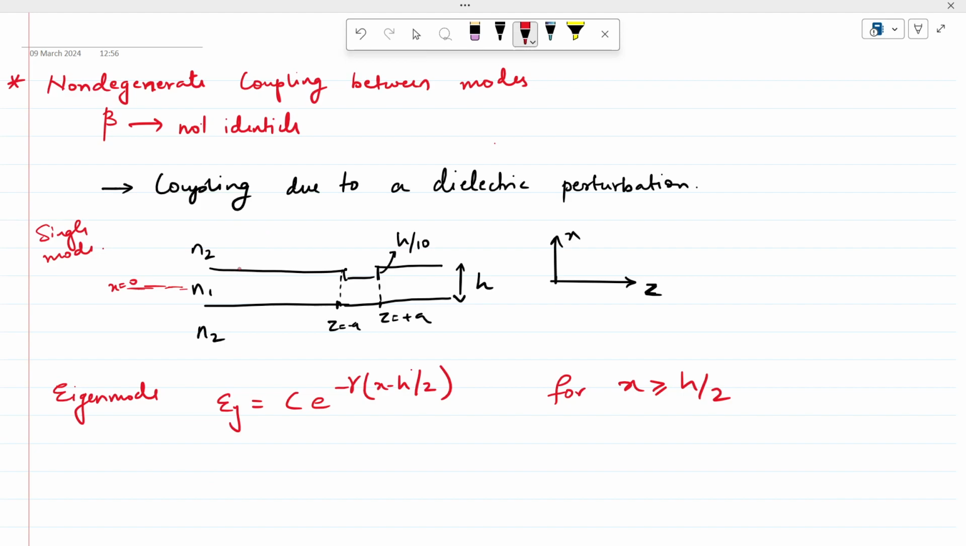Similarly, in the center we will have an oscillating part. That will be a cos term, because my x equal to 0 is in the center. So Ey equal to C cos kappa x, for minus h by 2 less than or equal to x less than or equal to h over 2. Just like we did in the previous classes, we can find this kappa, gamma, and all these things by using the transcendental equations, kappa h by 2.